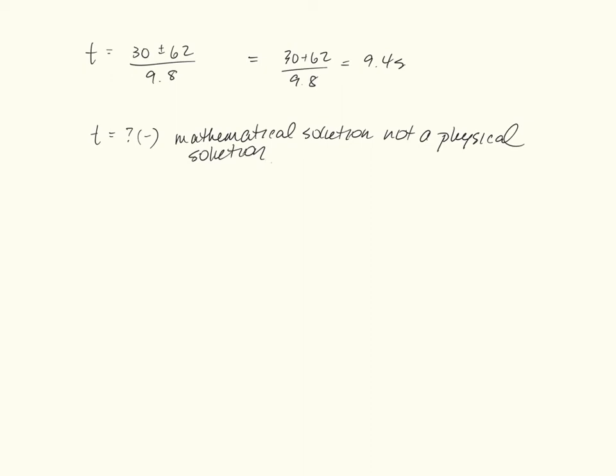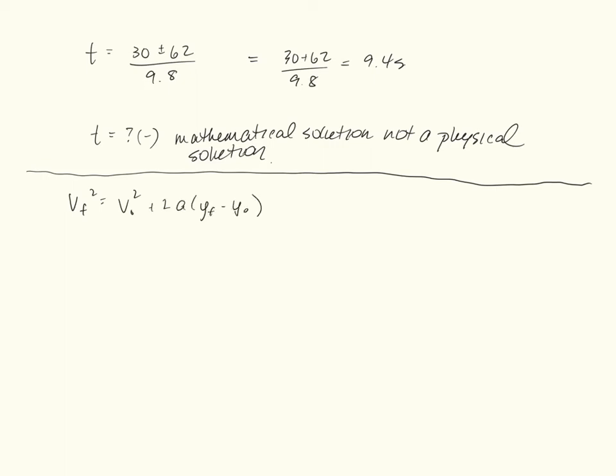Okay, so hopefully that was a good review of the quadratic formula. For this type of problem, however, there are some ways that you can solve it and avoid using the quadratic formula completely. So I'm going to show you another way using different equations. There's one that looks like this. And we can use that to find V final.